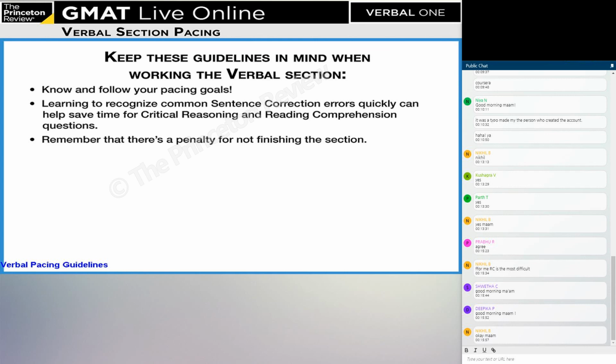And what you would want to do then is pay attention to how much time you need for sentence correction to get it right, how much time you need for a critical reasoning question to get it right. And based on that, get your pacing target. So more about that we will talk about in the reading lesson. Till then, just work on your content.